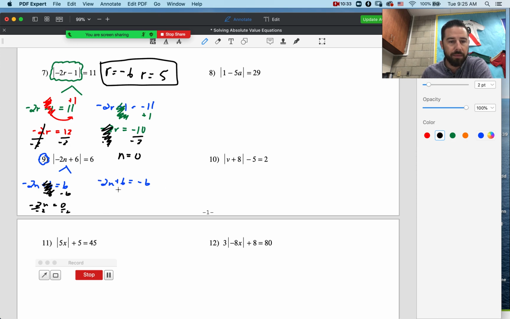Over here, same thing. Subtract 6. It looks like I have negative 2n equals, it's not 0 because it's different this time, it's negative 12. Divide by negative 2, and n equals, what is it? What's negative 12 divided by negative 2? I think it's positive 6.